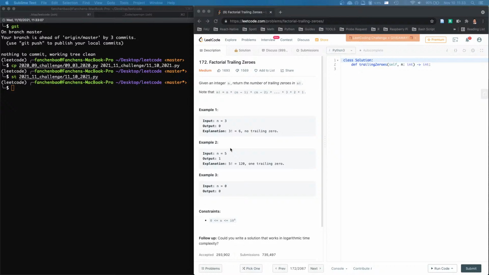Well, logarithm time, it feels like binary search, right? Can we binary search this? How do we binary search this? Probably not binary search. I mean, it could be like every time we have a 0, we can actually remove the 0. But that's not logarithm time.